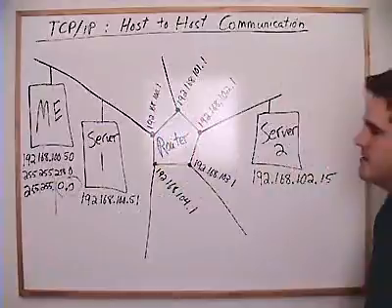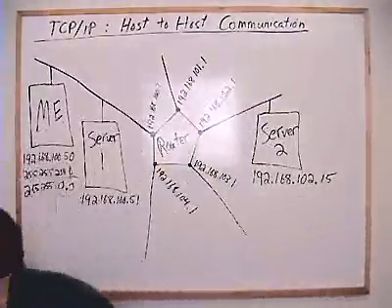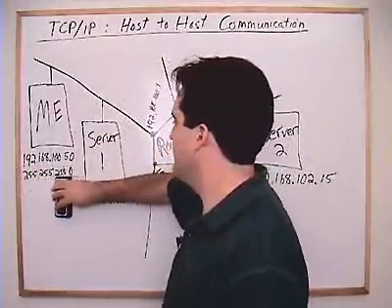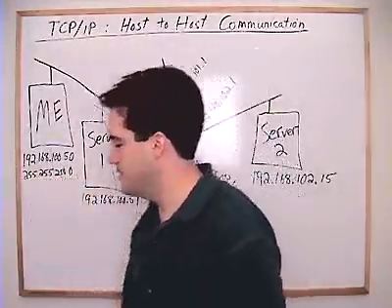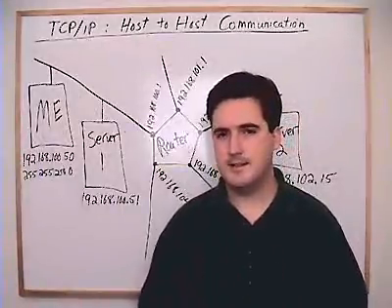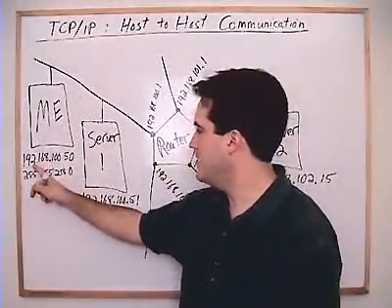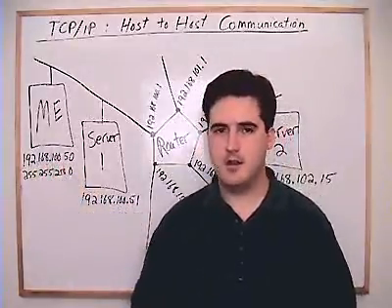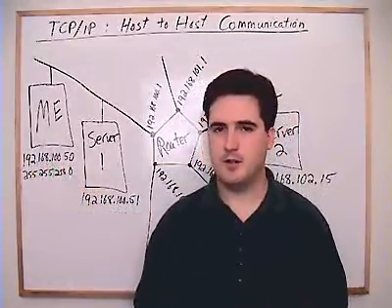Okay, so in our scenario here, we're going to start off with a subnet mask of 255.255.255.0, which means that the network that I exist on is the 192.168.100 network. The host that I am within that network is 50.